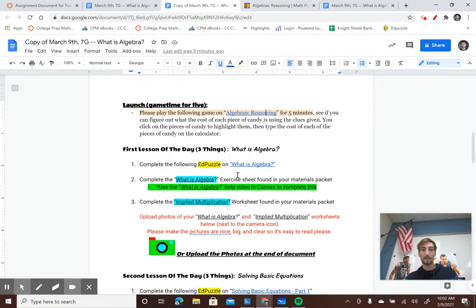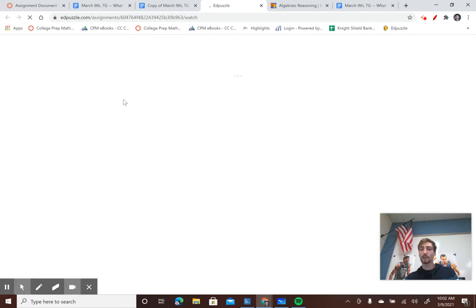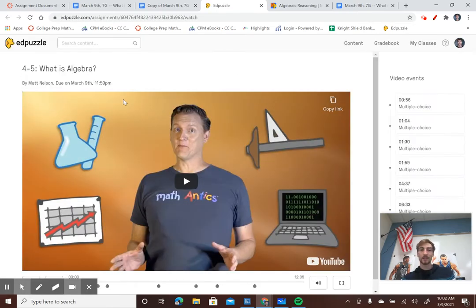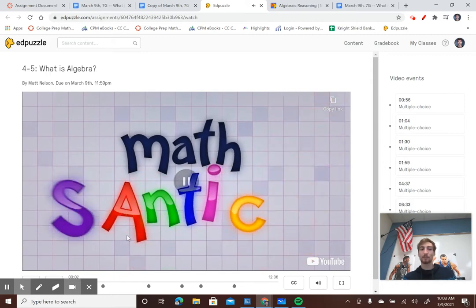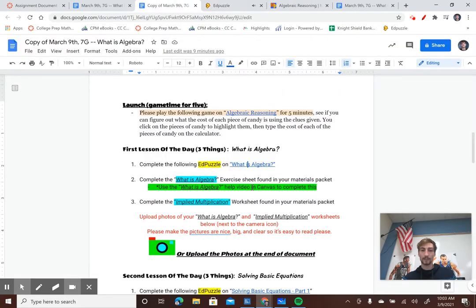And then when you hop back here after playing that game for 5 minutes, you're going to complete this following Ed Puzzle. It's called What Is Algebra? This will be our introduction to algebra, which is full of x's and y's and variables, and it's going to explain why we have those letters in algebra.